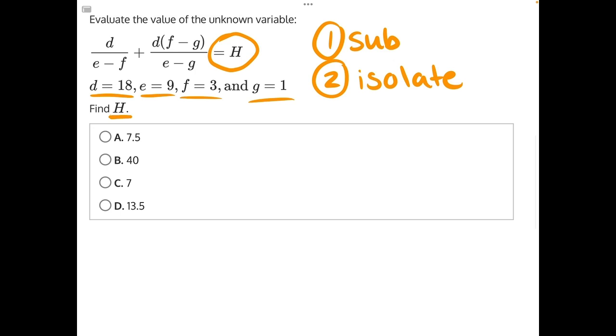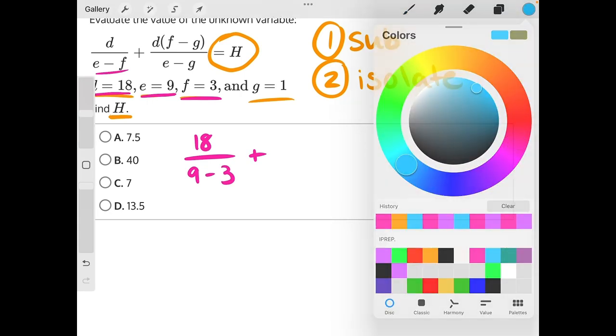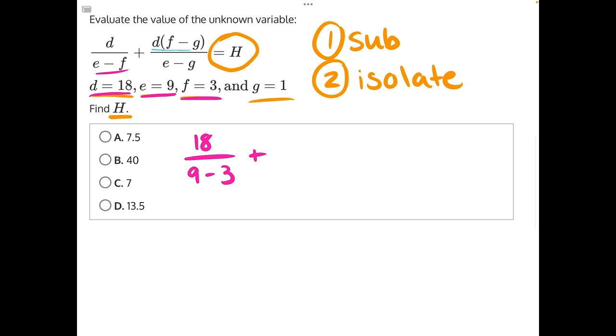Let's start by substituting in for d. We have 18 in our numerator over e minus f, which is 9 minus 3. And that is going to be plus d times f minus g: 18 times 3 minus 1 over e minus g, which will be 9 minus 1. And now we can begin to simplify.